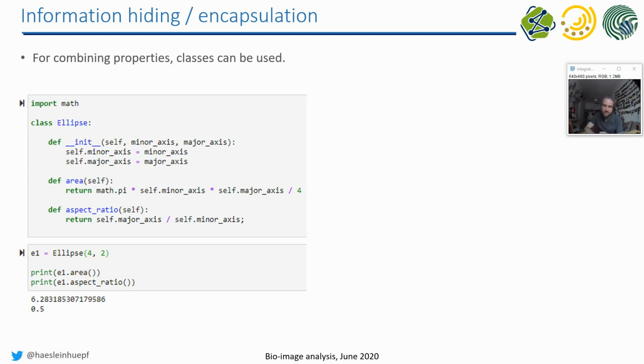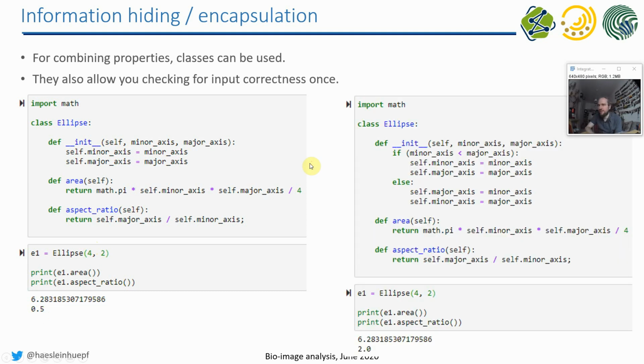You may now see in this code, when you think about feature extraction some weeks ago, that the aspect ratio is actually supposed to be larger than 1. And when I print out the aspect ratio here, it's 0.5. That has something to do with the fact that I entered these two parameters, the minor and the major axis, in the wrong order. So that's my user's fault, and you can catch users' faults in these class definitions.